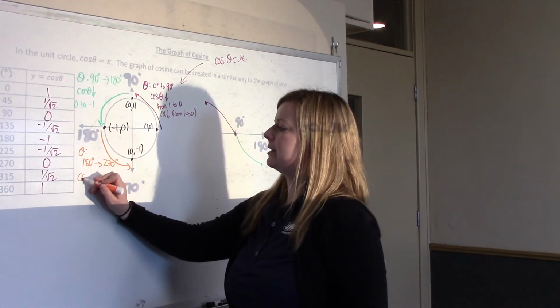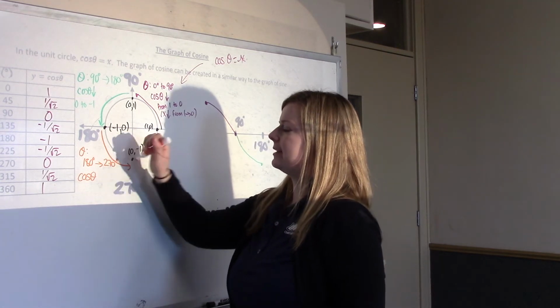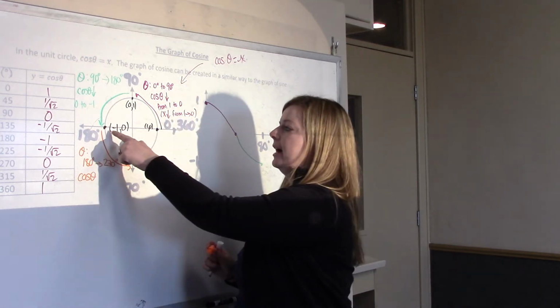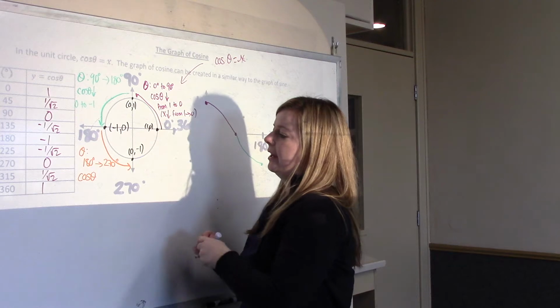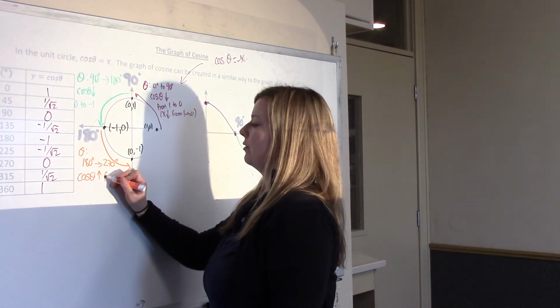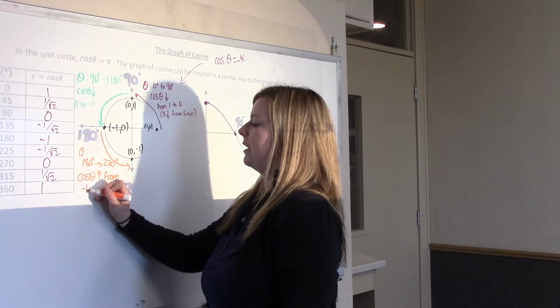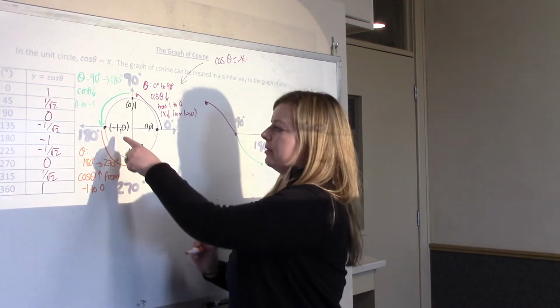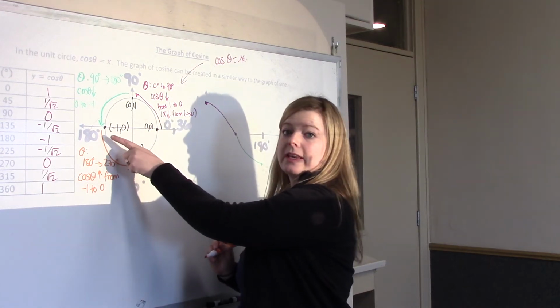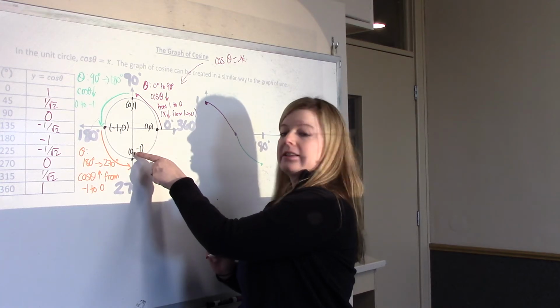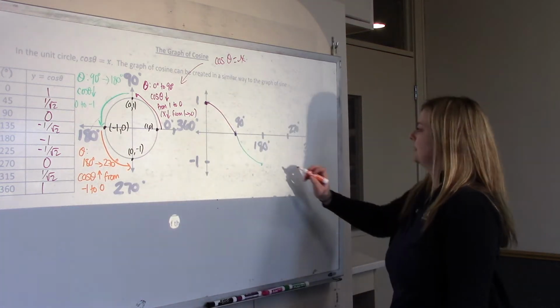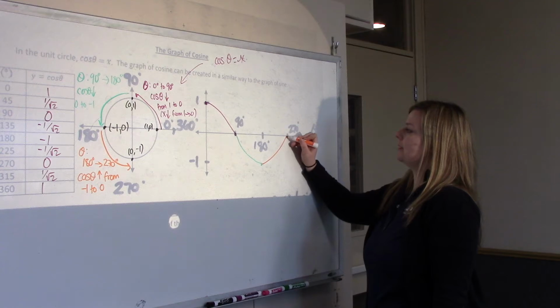Okay, and cos theta, or our x value, is now increasing because we're moving in the right direction, or in the positive direction. Okay, so it's increasing from negative 1 to 0. So here the x is negative 1, so cos theta is negative 1. Here at 270 degrees, x is 0, cos theta is 0. So we're increasing up to 270.